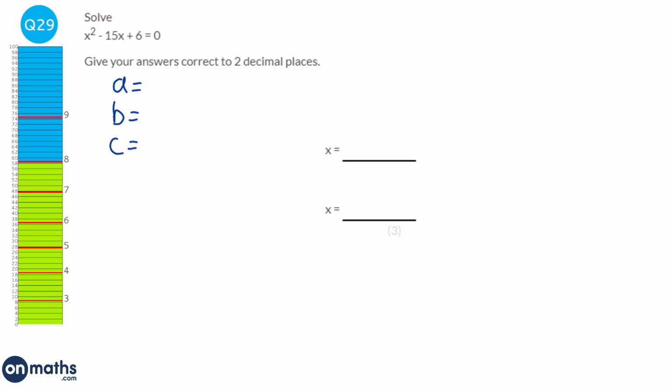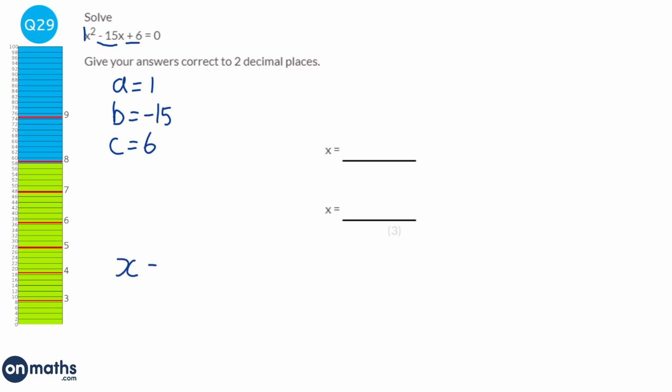A is the coefficient of the x squared. Now, we don't actually have a number before the x squared. Well, we kind of do. There is a 1 there, we just don't bother showing it. So a is 1. B is the coefficient of the x, which would be minus 15. And c is the number left over at the end.